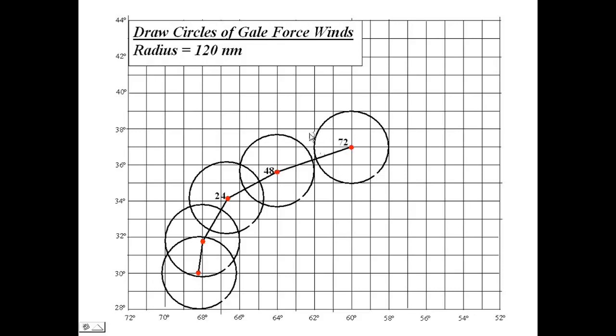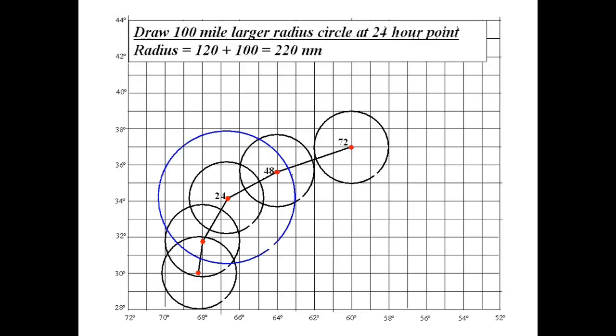So these are the gale force wind circles with a radius of 120 miles. The next step is to apply the Mariner's 1, 2, 3 rule, which basically is 1 day out, that is at 24 hours, you add 100 miles to the radius. 2 days out, you add 200 miles. 3 days out, you add 300 miles. And basically, that is to deal with the unpredictability of the hurricane track. So here's what you would do 1 day out. You would apply this radius, so it would be 120 miles plus 100, a 220-mile radius at 24 hours from now.